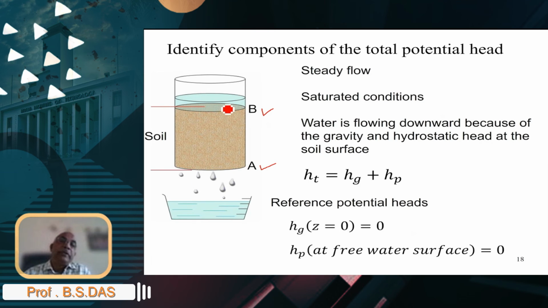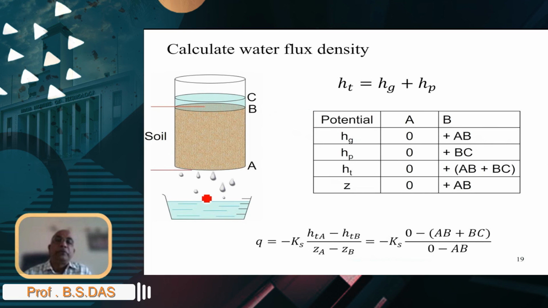We also know that there is standing water, so therefore a pressure potential is involved. Of course, the reference we can set arbitrarily for gravity. Free water surface is the reference potential for the pressure potential, and so from here we could really write down all the components of potential at A and B.